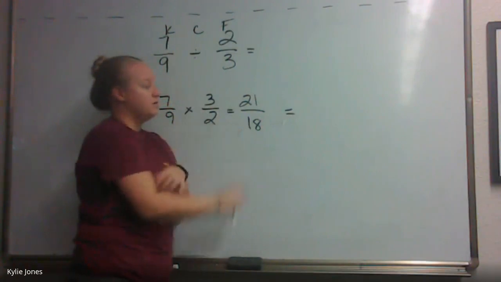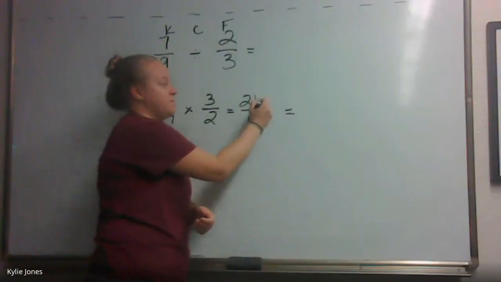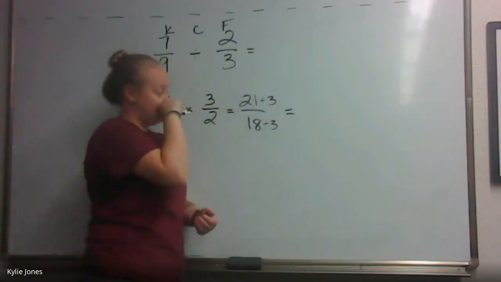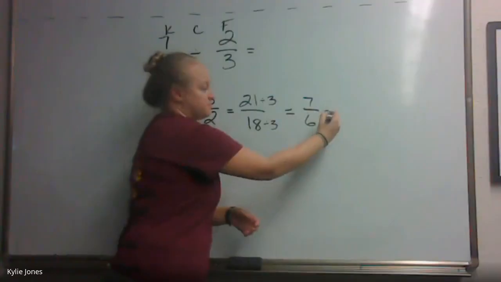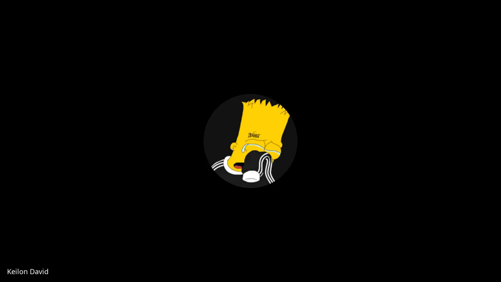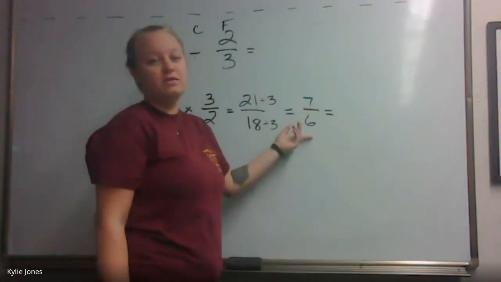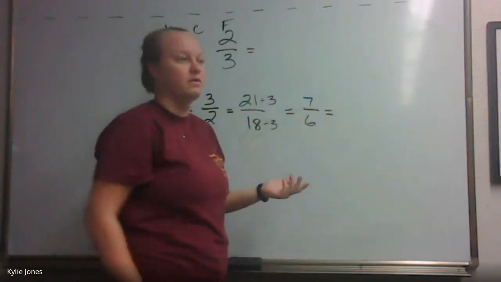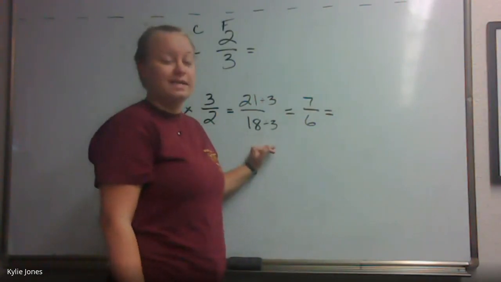What number can go into both 21 and 18? 3. What's 21 divided by 3? 7. What's 18 divided by 3? 6. Now this is as far as this one's going to simplify. No number is going to go into both 7 and 6, except for 1, and then you just keep going and going. So this is the simplified version of 21/18.